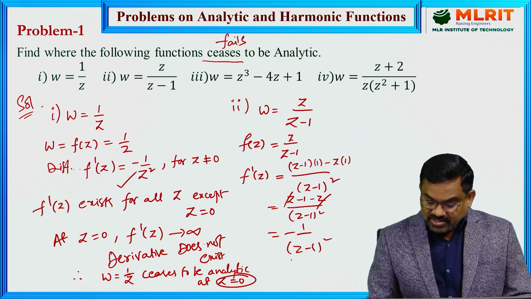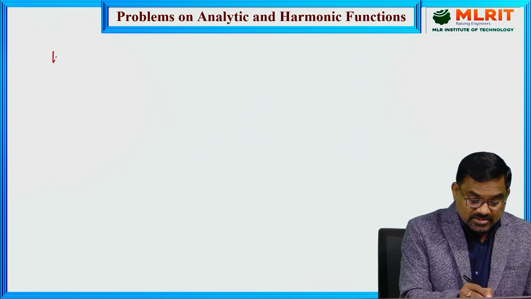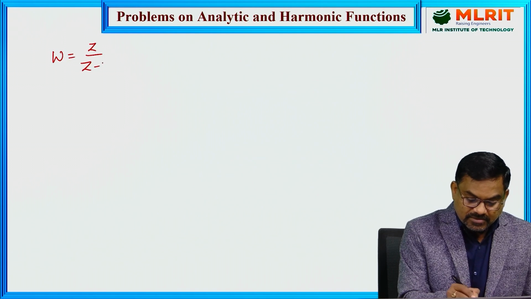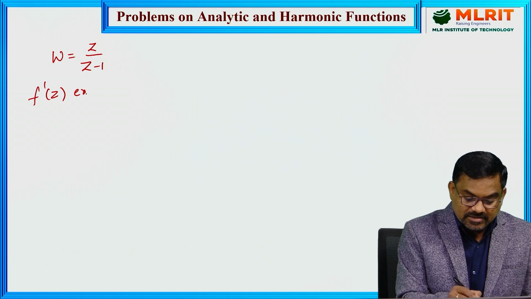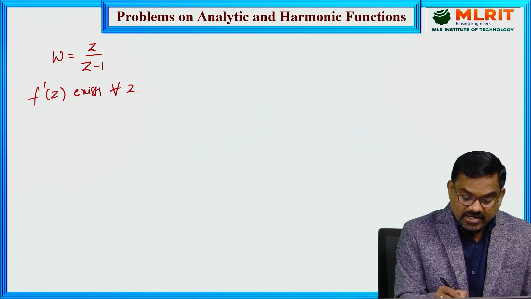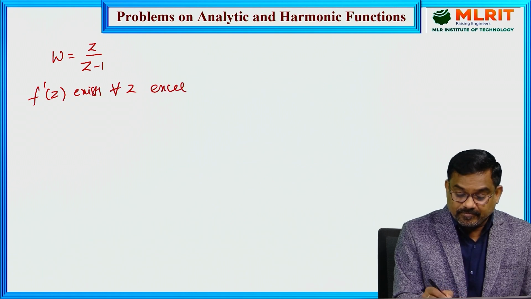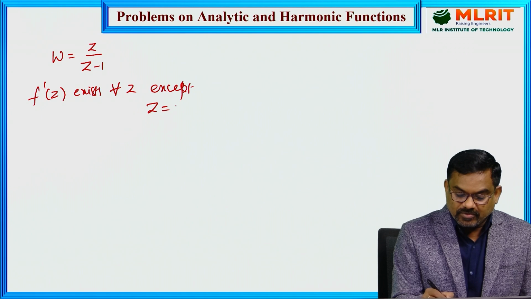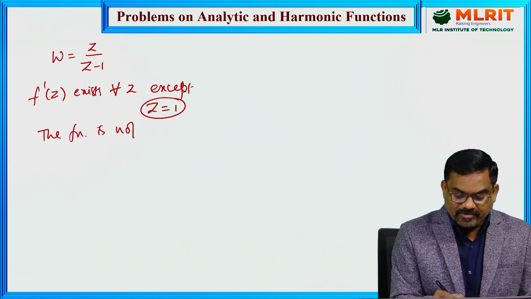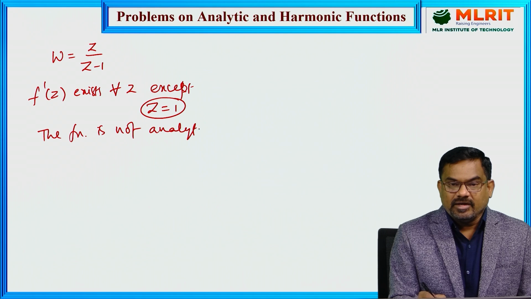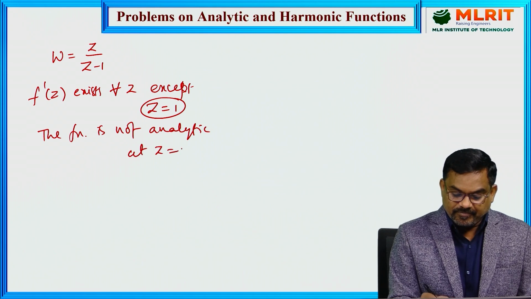So again here, w equal to z by z minus 1. So f dash z exists for all z except z equal to 1. So the function is not analytic at z equal to 1.